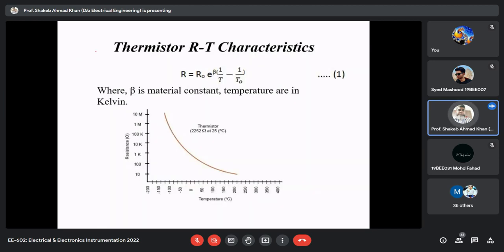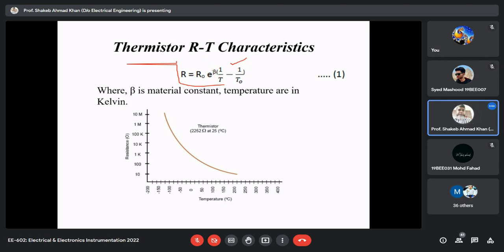Now this is the popular RT relationship. Again, here also we require a relation which relates the input and output of the sensor, meaning the response and the stimulus. This is one of the calibration expressions. It relates the resistance with the temperature. In this expression, R is in ohm and T is in Kelvin, and beta is basically a material constant.